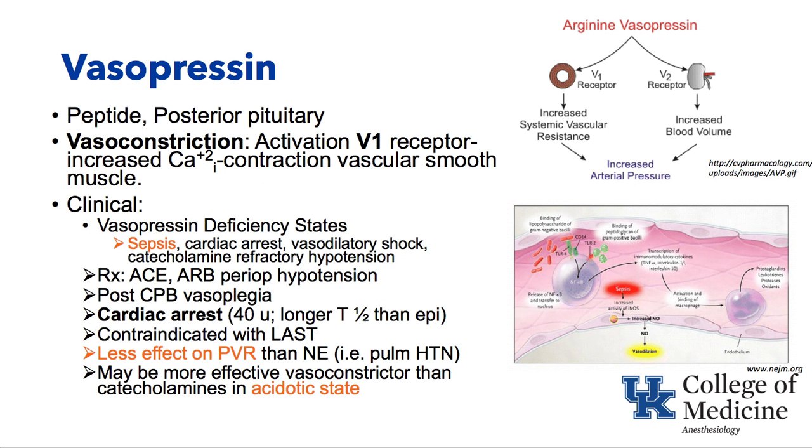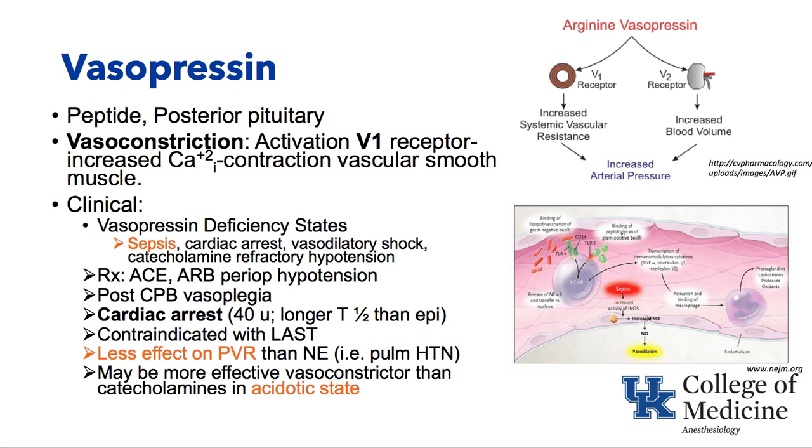The next drug that I'd like to talk about is vasopressin. The top graphic shows arginine vasopressin being released from the posterior pituitary. We give it intravenously, and it attaches to the V1 receptor on vascular smooth muscle and increases systemic vascular resistance, and that's the main reason for using vasopressin, its vasoconstrictive properties. It does that by activating the V1 receptor and increasing calcium intracellularly, contracting the vascular smooth muscle.